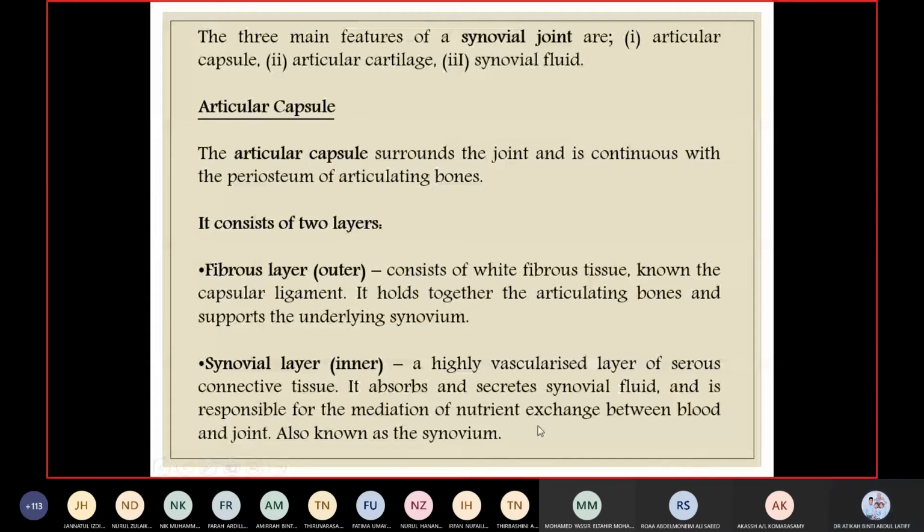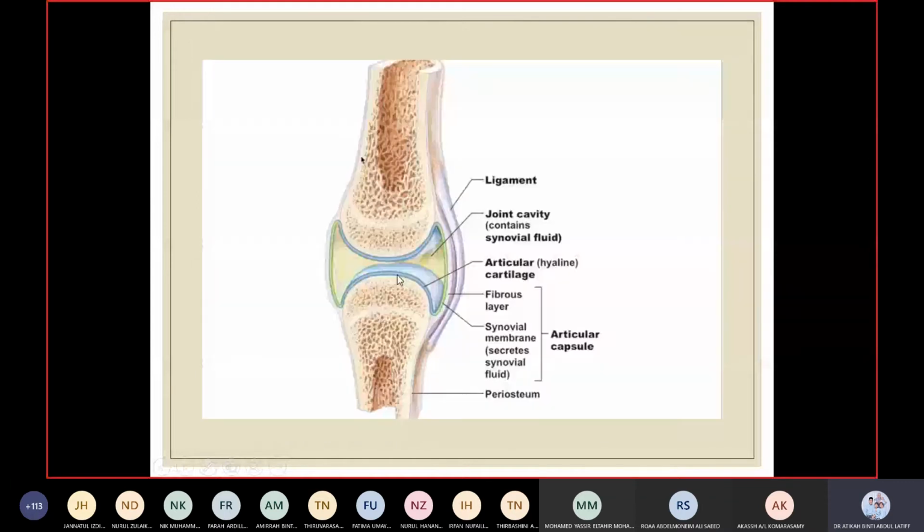Inside the cavity, there is no direct blood supply. So the nutrient is received from the synovial fluid, bringing in the nutrient to the joint. Okay, so this is what the articular capsule looks like. Okay, so you have two layers, and this is the capsule, and inside the articular cavity or joint cavity we have synovial fluid being produced by the synovial layer.